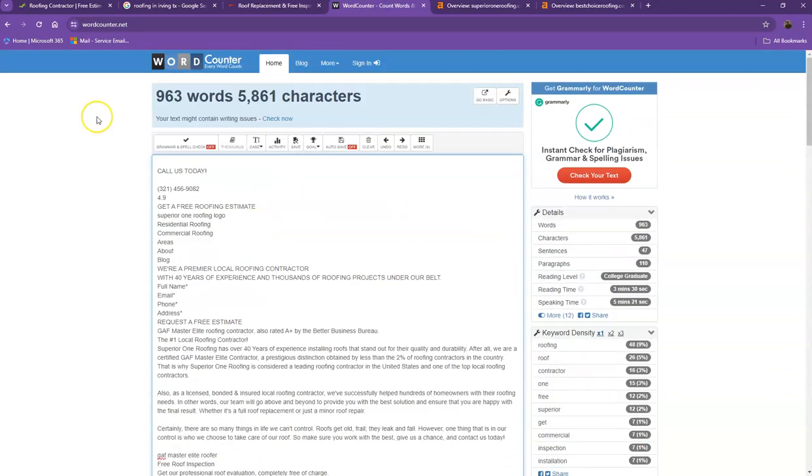So currently you have 963 words, which is a pretty good number. However, we're still quite behind with a goal of 1500. So if you add more words into your homepage, the better.